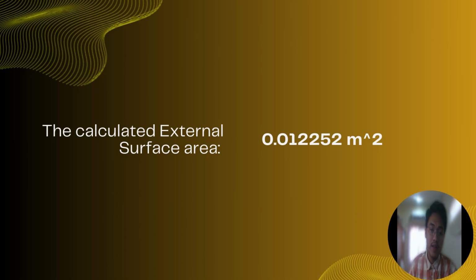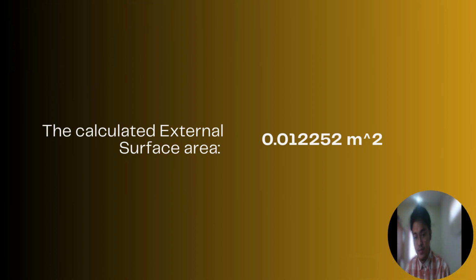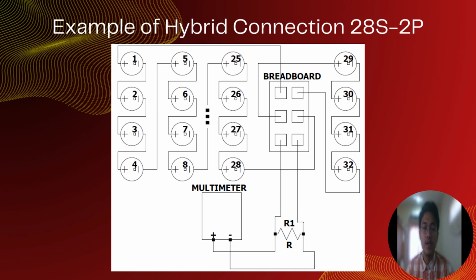Furthermore, the calculated external surface area of the anode was about 0.012252 square meter, used to determine the power density of the MFC system for the pure and hybrid connections. For example, take the connection 28S-2P, which gives us 22 MFCs connected in series, leaving us with 4 MFCs connected in series also. This produces two groups of MFCs which are then connected in parallel configuration, thus 28S-2P.